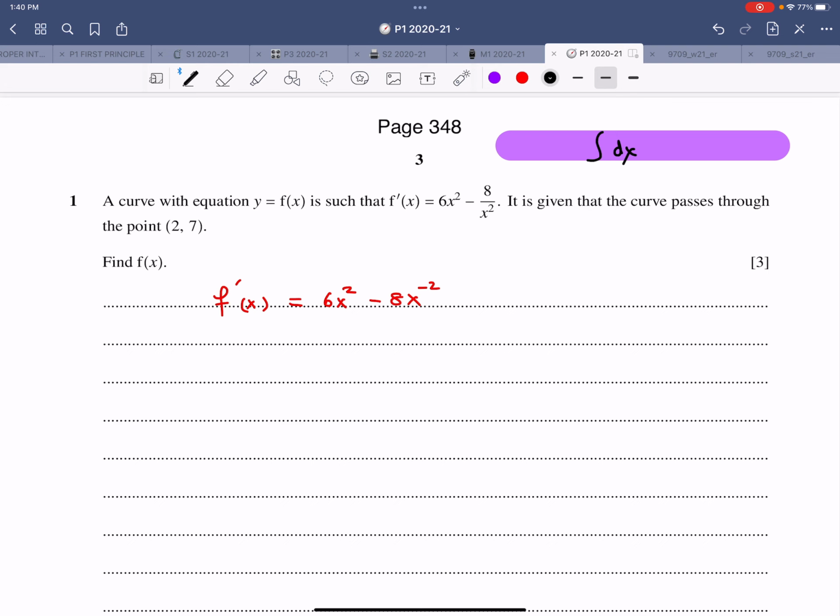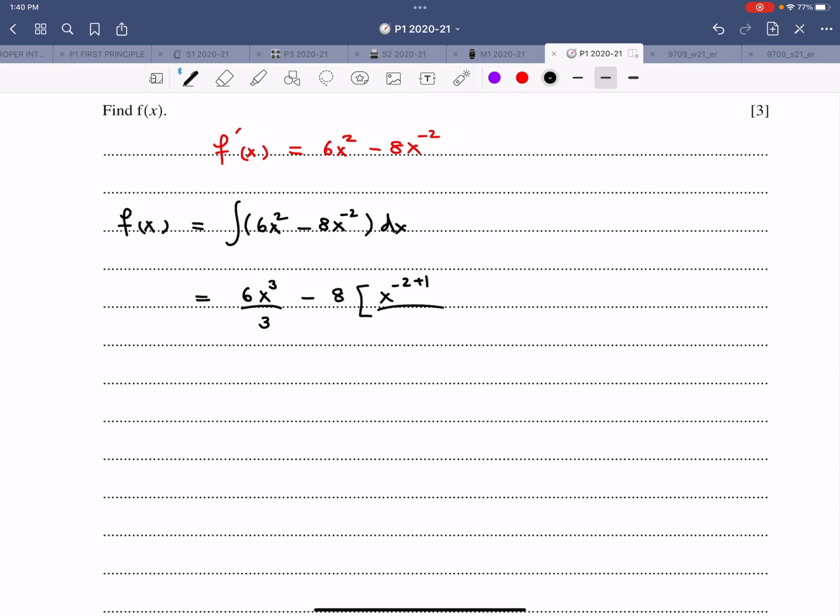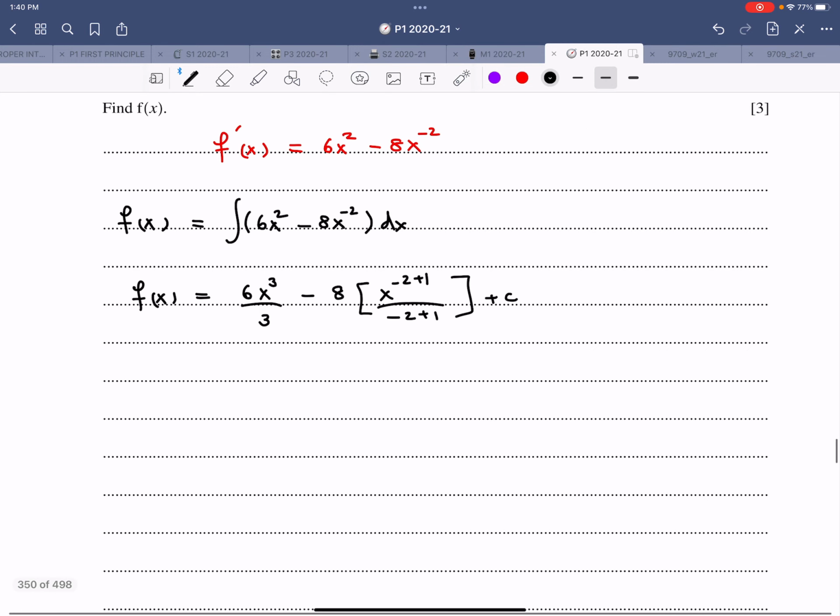So let's integrate. f(x) equals the integral of 6x squared minus 8x minus 2 dx. Integrate each term, that is 6x cubed over 3 minus 8x raised to the power of minus 2 plus 1, over minus 2 plus 1. I went a bit slow with the negative sign. Now, first simplify, that is 2x cubed, and then negative 1, negative 8, that is positive 8 over x plus c.